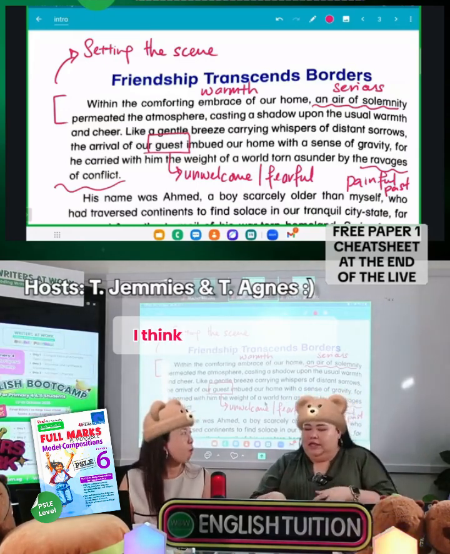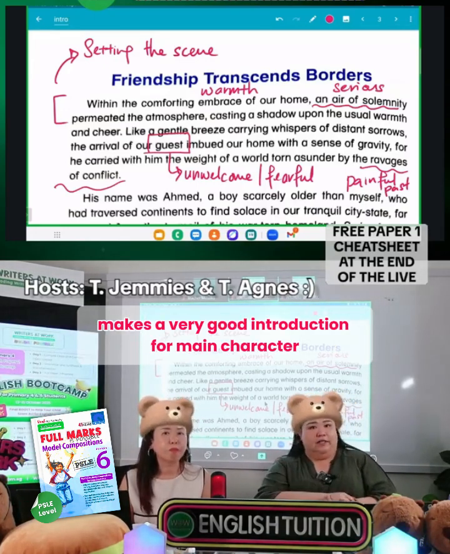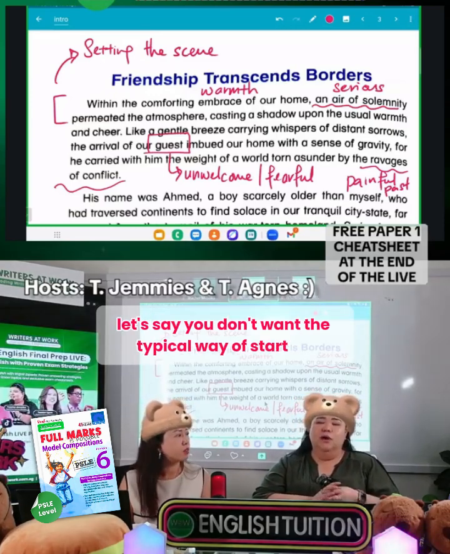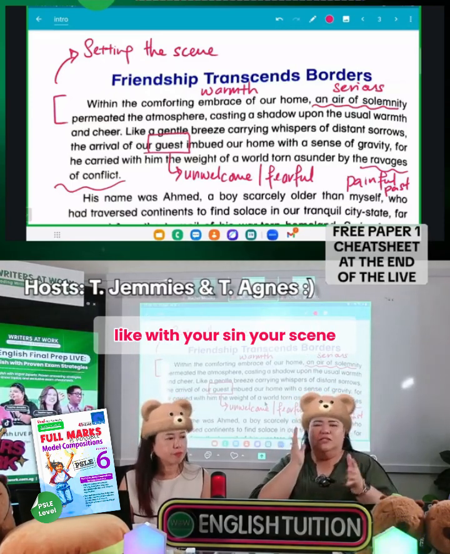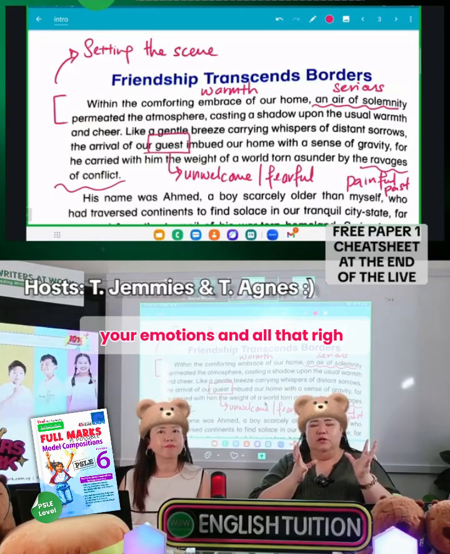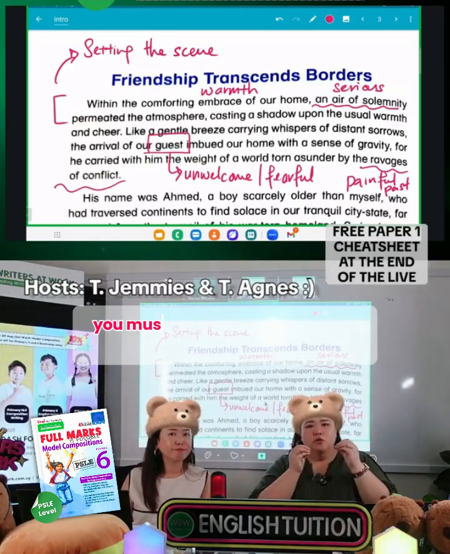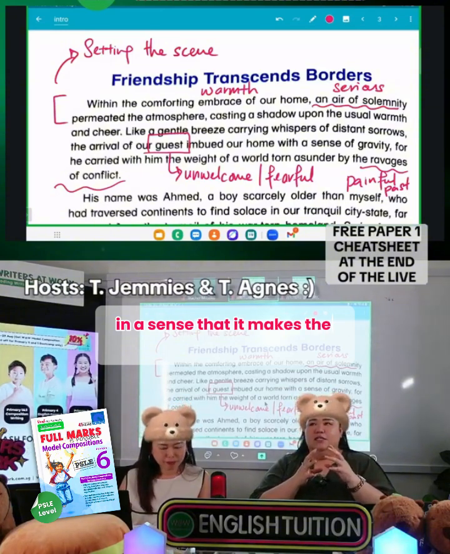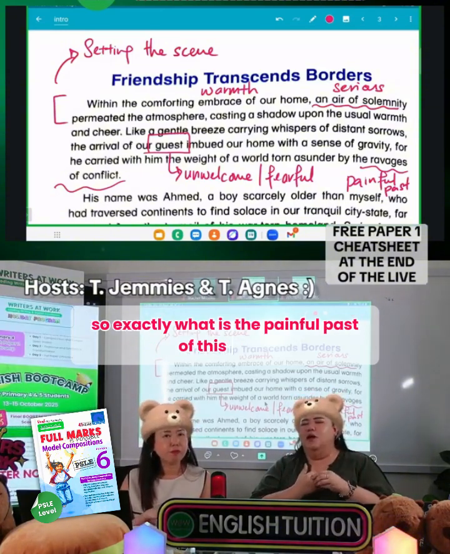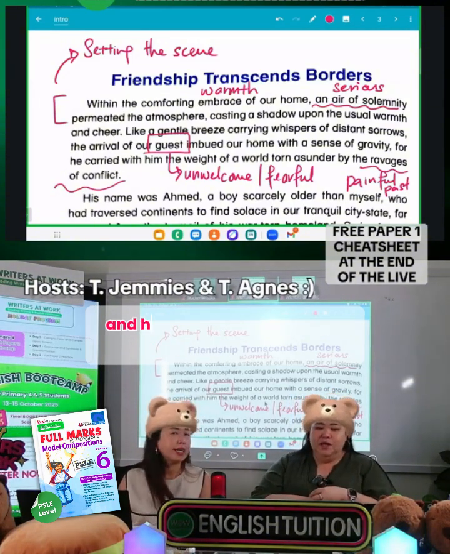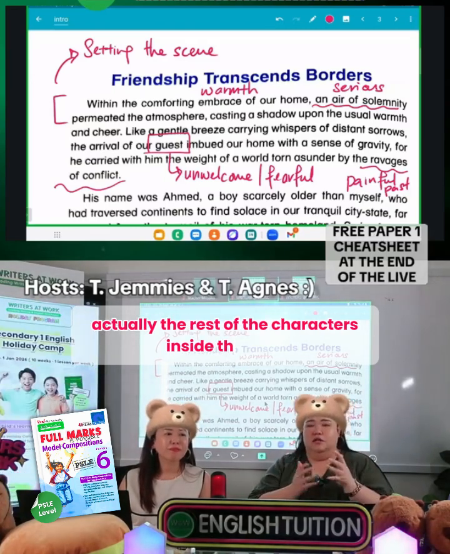So I think this introduction makes a very good introduction for a main character. If let's say you don't want the typical way of starting with your scene, your emotions and all that, but to start with the main character, you must build the main character in a sense that it makes the reader feel curious. So exactly what is the painful past of this guest? And how is it going to affect the rest of the characters inside the story?